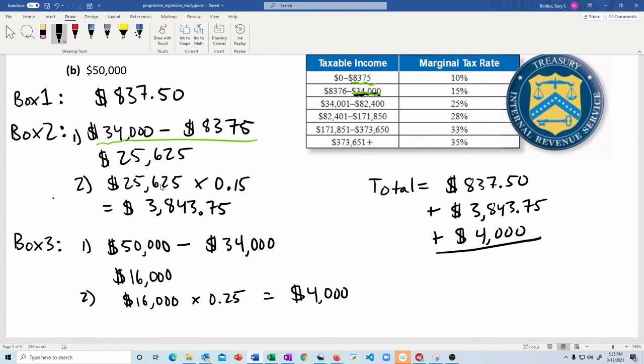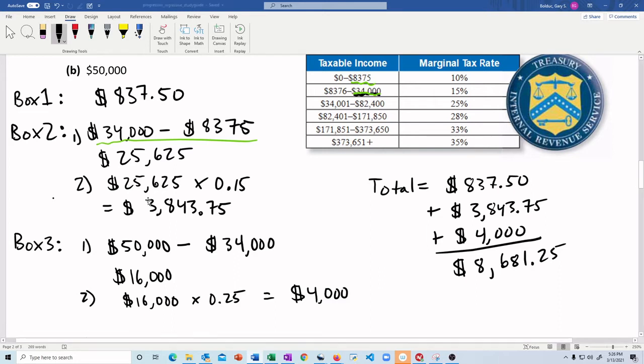4,000 plus 3,843.75 plus 837.50. You will pay a total of $8,681.25. And there you go. Boom. Well, that's how much we pay if we make 50,000.